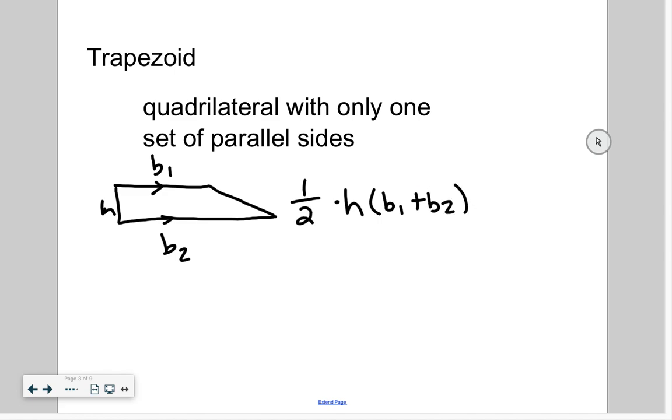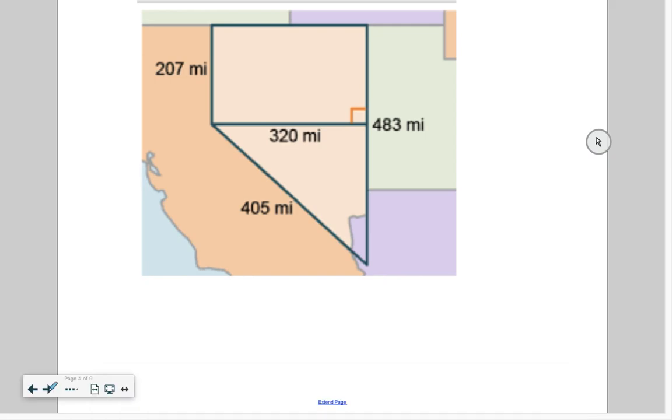Now, y'all did pretty well with this the other day, but we are going to work another example just to make sure that it's refreshed and on the top of your mind. You'll need it for the activity that I have planned for you today. So here we have a map of the United States. This is California, and this here is Nevada. And we're using this one because Nevada is kind of sort of shaped like a trapezoid.